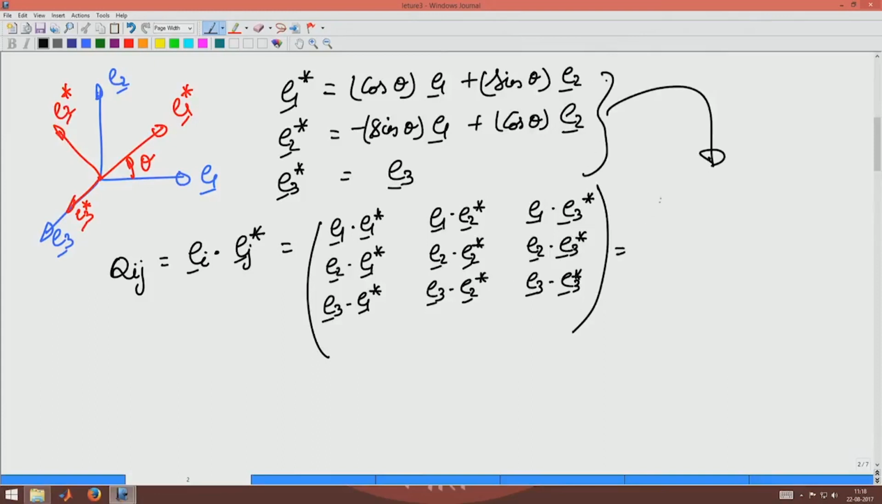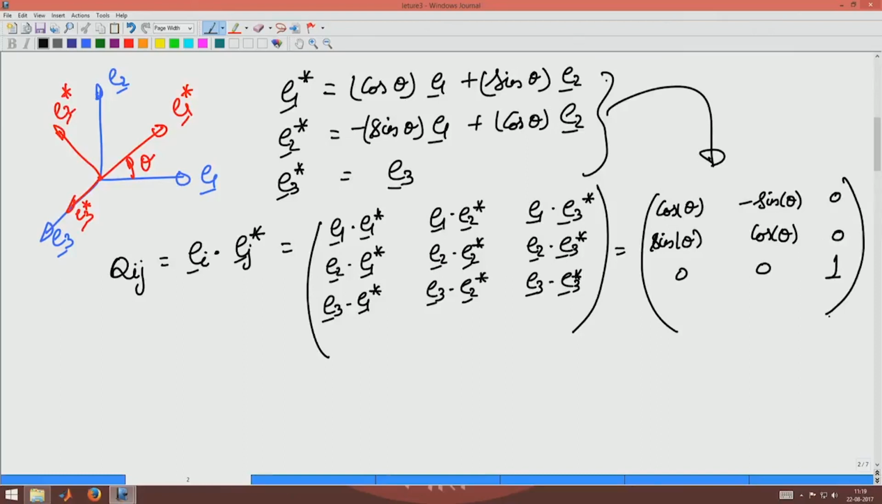E1, E2, E3 star, what you get is cos theta minus sin theta 0, sin theta cos theta 0, 0 0 1. Okay, that is what you get the Qij matrix to be.